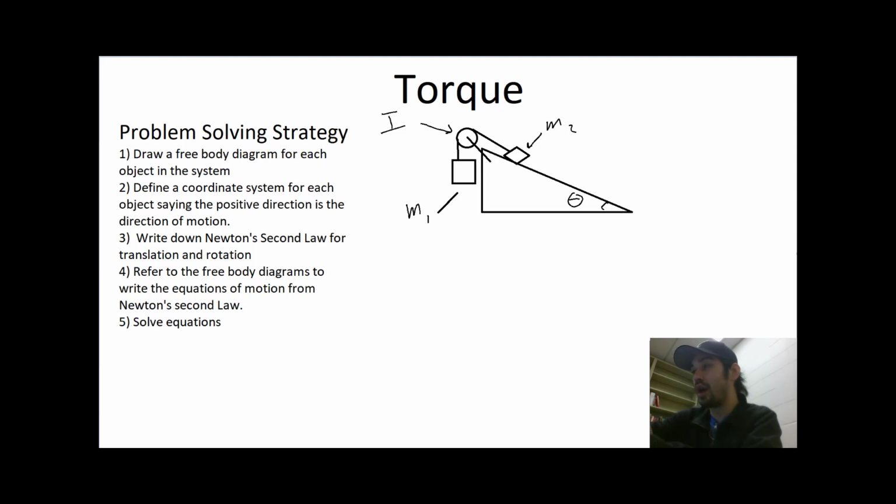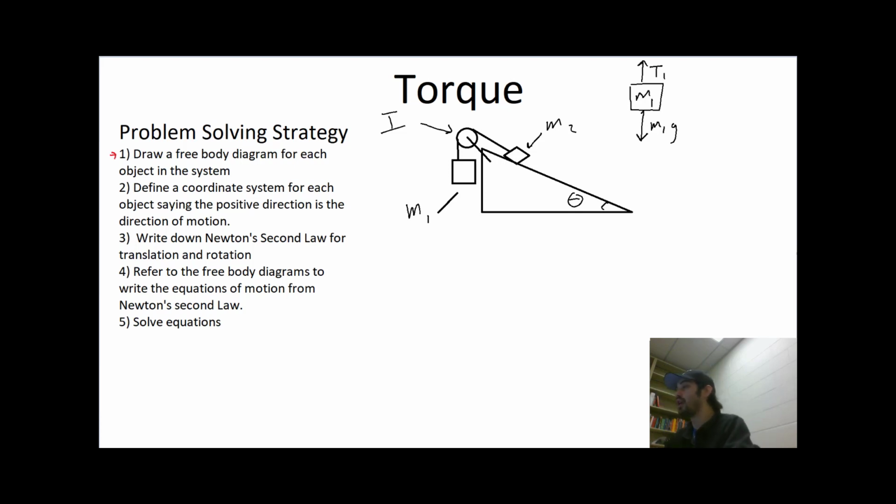The first step is to draw a free body diagram for all of these. Let's look at M1 first. M1 is going to have gravity acting on it, so this is going to be M1G. It's also going to have a tension acting on it, and that tension is going to be up. So I have some tension T1 up.